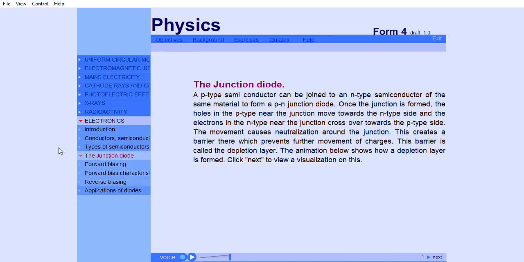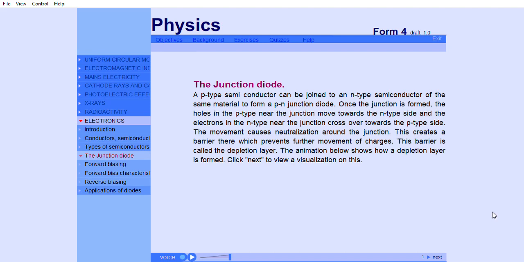The junction diode. A p-type semiconductor can be joined to an n-type semiconductor of the same material to form a p-n junction diode. Once the junction is formed, the holes in the p-type near the junction move towards the n-type side, and the electrons in the n-type near the junction cross over towards the p-type side.